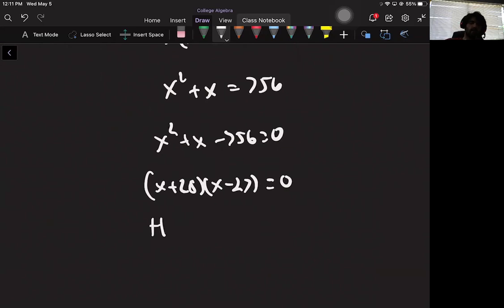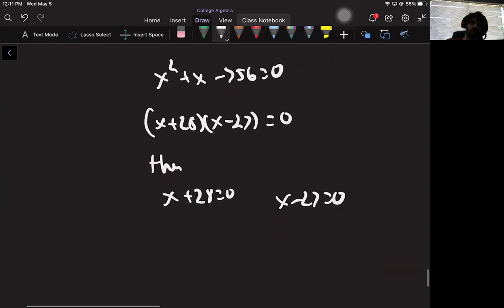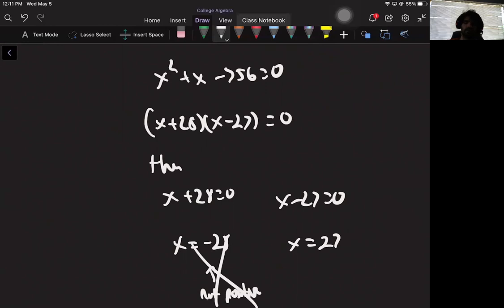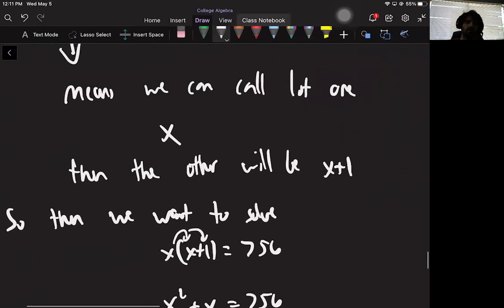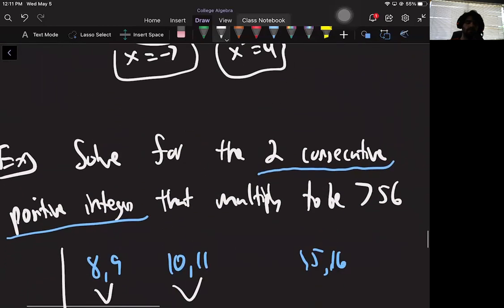So then zero product rule: x plus 28 equals 0, x minus 27 equals 0. So we found our two solutions to this equation. But what's our actual answer to the question? Well, negative 28 is not positive, so this one does not answer the question. So instead, it's this one. This is the first one. So what is the pair going to be? It's going to be 27 and 28. 28 would be x plus 1.